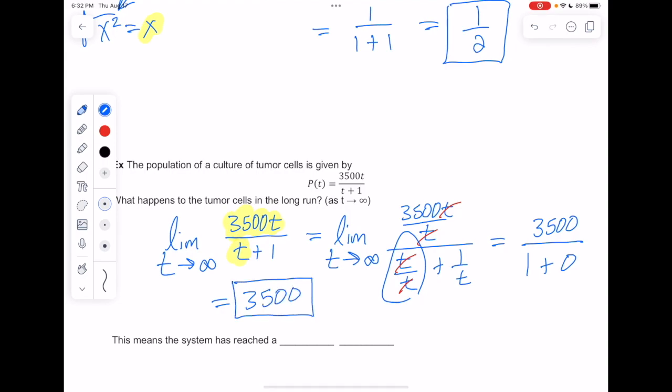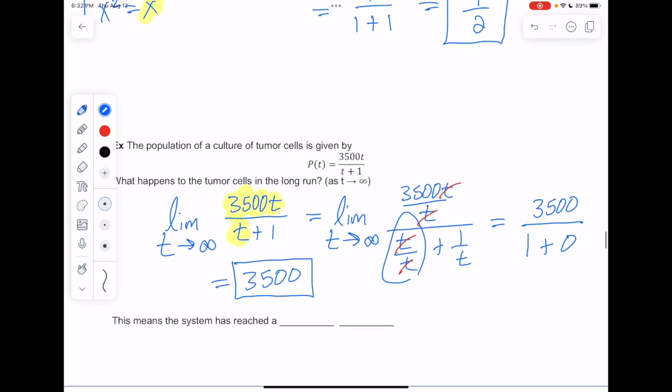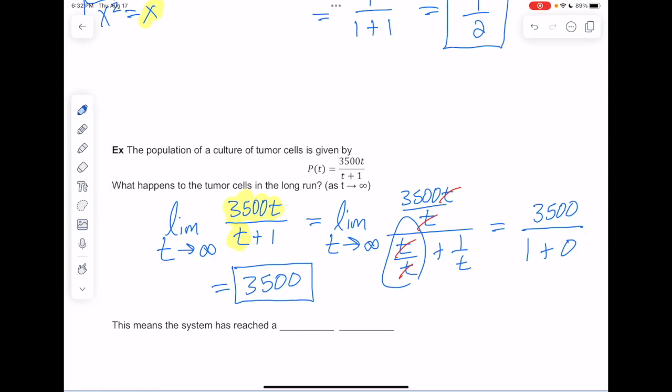And then what do you call that if you have this thing that's changing, but in the long run, it reaches a limit? In an application like this, sometimes we would say that this system has reached a steady state. So there's an application of this idea of looking at the limit as the variable goes to infinity. Not a very cheerful one since it's about tumor cells, but there we have it. At least they're reaching a steady state at some point instead of growing without bound, which would be bad for the host.